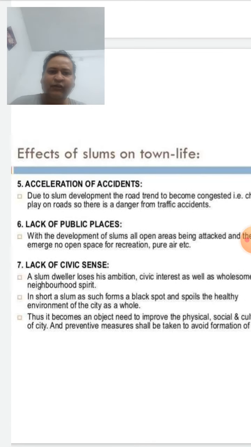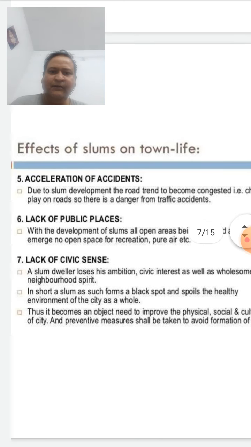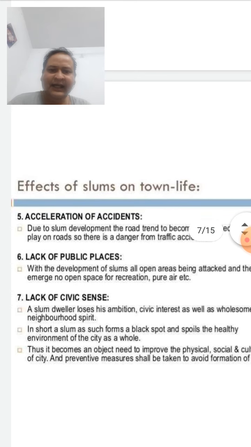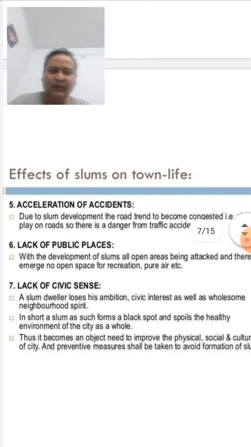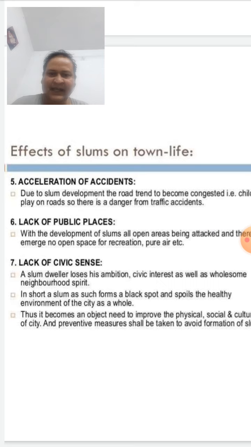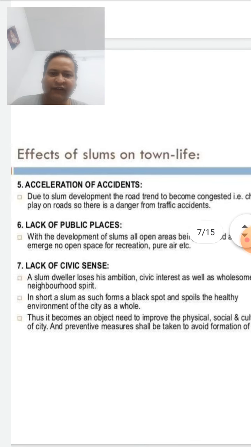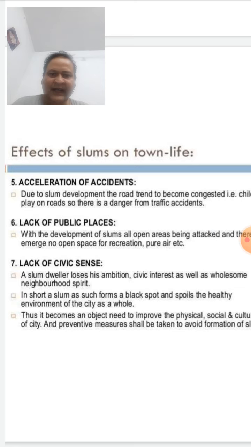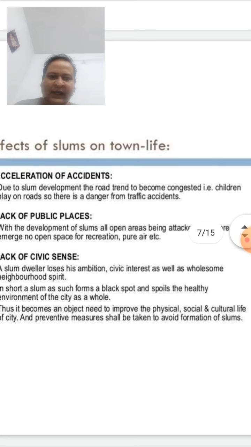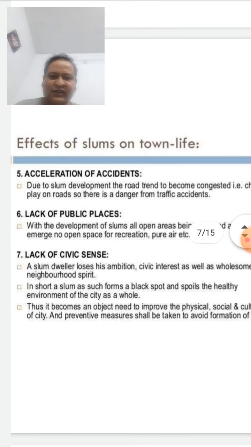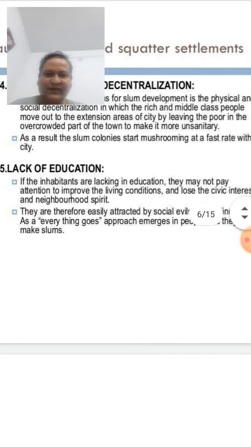Acceleration of accidents. Due to slum development, the roads tend to become congested. Children play on roads, so there is a danger of traffic accidents. Lack of public places: with the development of slums, all open areas are encroached upon, and there is no space for recreation or pure air. Lack of civic sense: a slum dweller loses his ambition, civic interest, as well as wholesome neighborhood spirit. In a short span, it forms a black spot and spoils the healthy environment of the city as a whole. Thus, there is an object need to improve the physical, social and cultural life of the city, and preventive measures shall be taken to avoid the formation of slums.